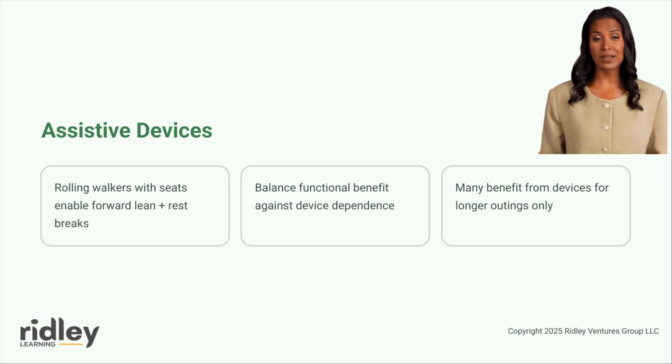Assistive device prescription may benefit patients with significant walking limitation. Rolling walkers with seats allow patients to walk with forward trunk lean supported by the walker frame, and the seat enables rest breaks without requiring the patient to find available seating. Canes provide more modest support but may reduce lower extremity loading and improve balance confidence for patients with mild to moderate limitation. The decision to prescribe assistive devices involves balancing the functional benefit against potential deconditioning from device dependence and patient acceptance of visible disability aids. Many patients benefit from having devices available for longer outings while continuing to ambulate independently for shorter household distances.